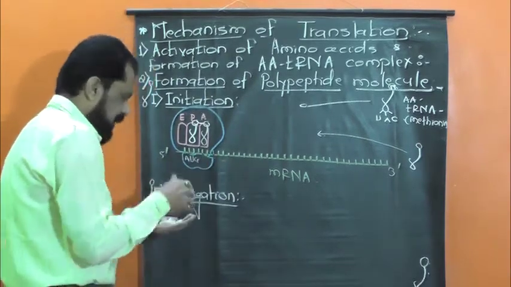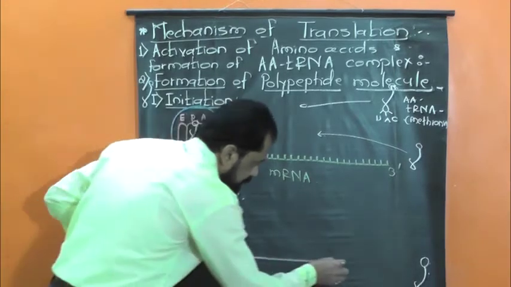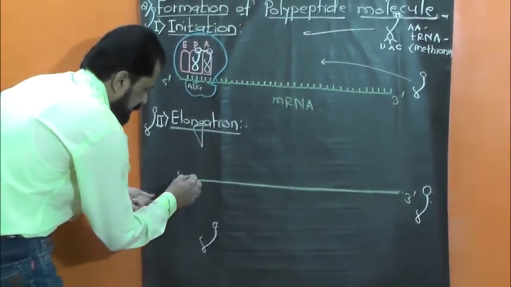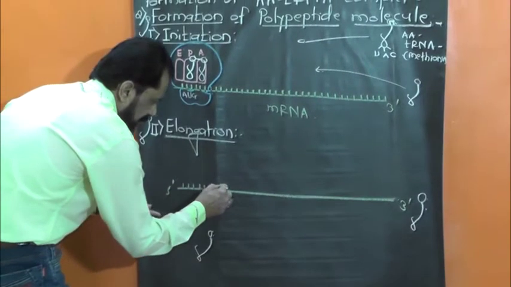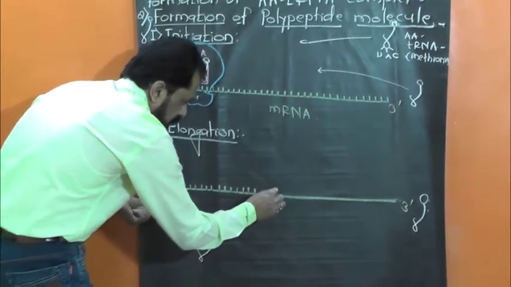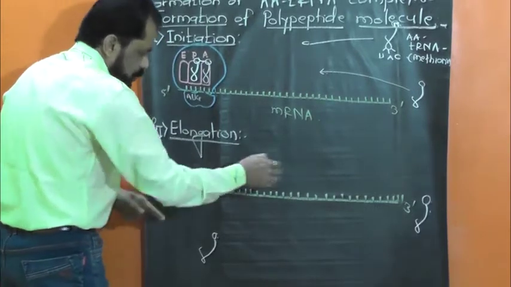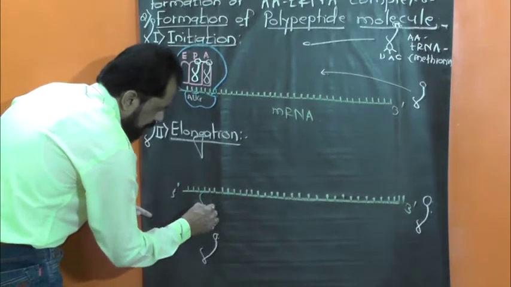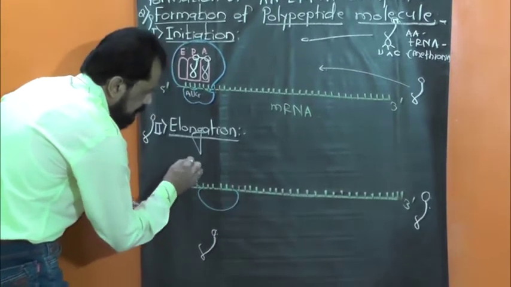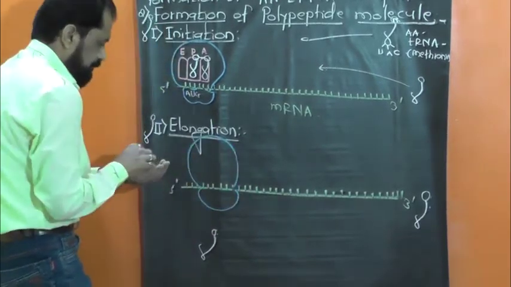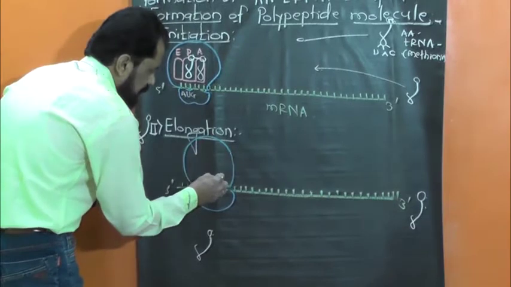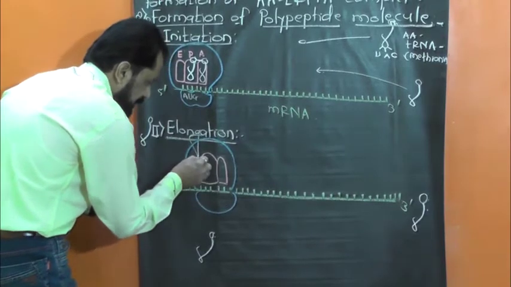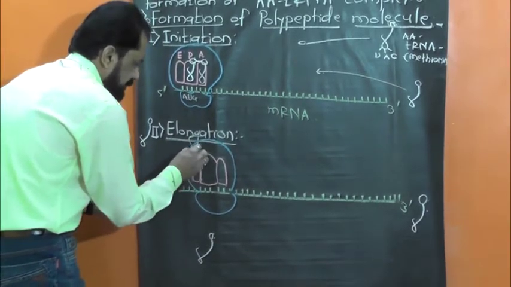Now let me show in another diagram. Please look. As usual, 5' 3' end, first codon, second, third, fourth and so on. I said the ribosome moves towards the 3' end by single codon. I am going to show the previous position. As usual, here is the A site, P site and E site.